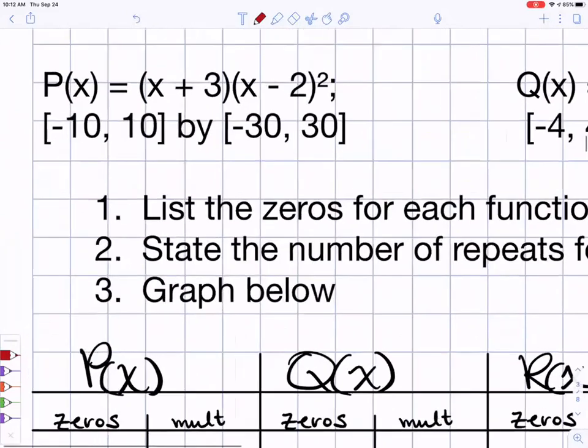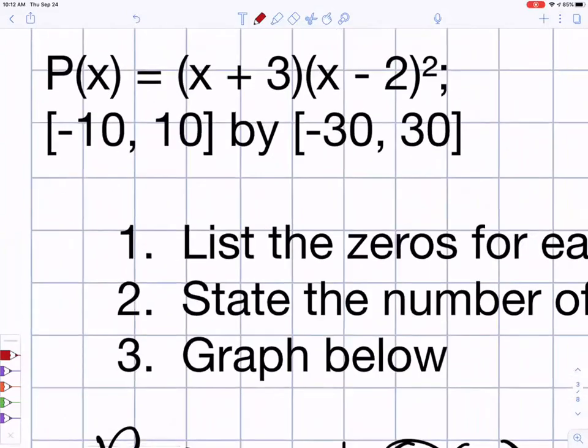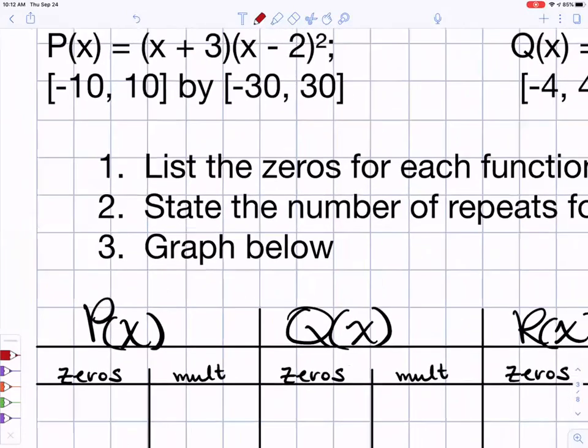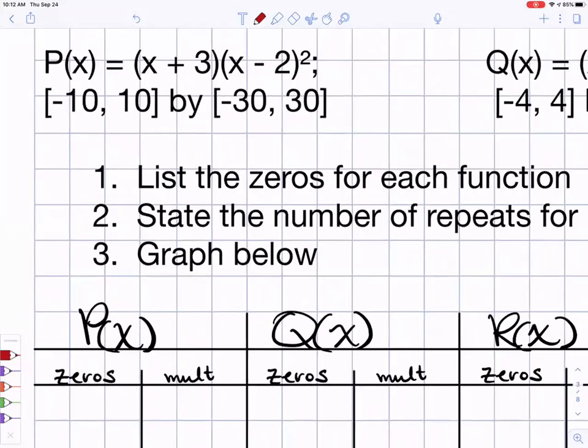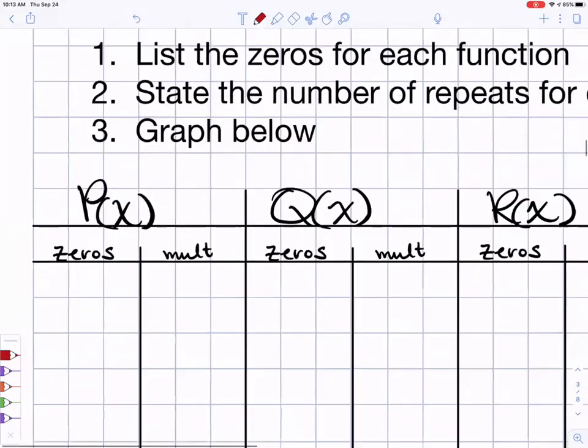Okay, so let's take a look at P of X. Do you see how P of X is already in factored form for you? So you know your factors. It's really easy to get your zeros if you know what your factors are. So what would be one of the factors for P of X? Yes, but if you keep writing it like that, it's going to come back to bite you. So what's the better way to write it? Very good, X equals -3.